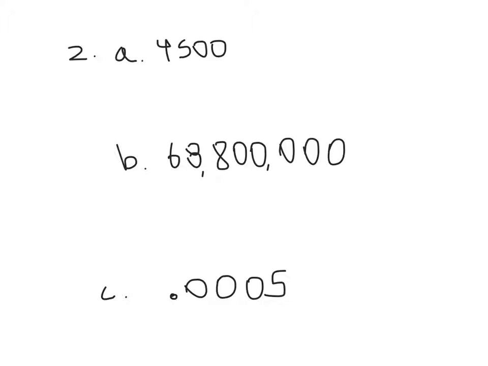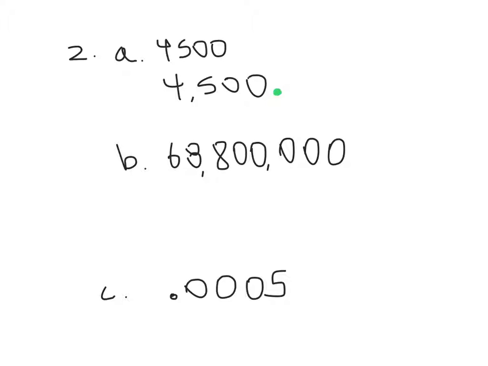For number 2, we're going to go through A, B, and C, and you're asked to convert these numbers from standard notation to scientific notation. So for 4,500, this number is larger than 1, so that means that our exponent is going to be positive.